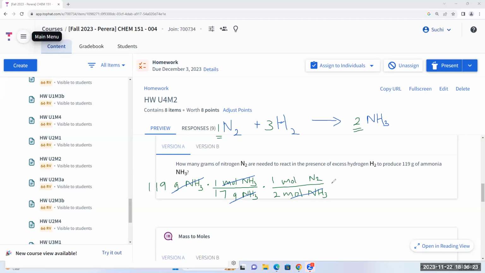And then this is not enough either, right? They are asking for the mass of nitrogen, not the moles of nitrogen, because right now we have the moles of nitrogen. Therefore, we want to get rid of moles of nitrogen. So we know 1 mole of nitrogen has a mass of, what's the mass of 1 mole of nitrogen?